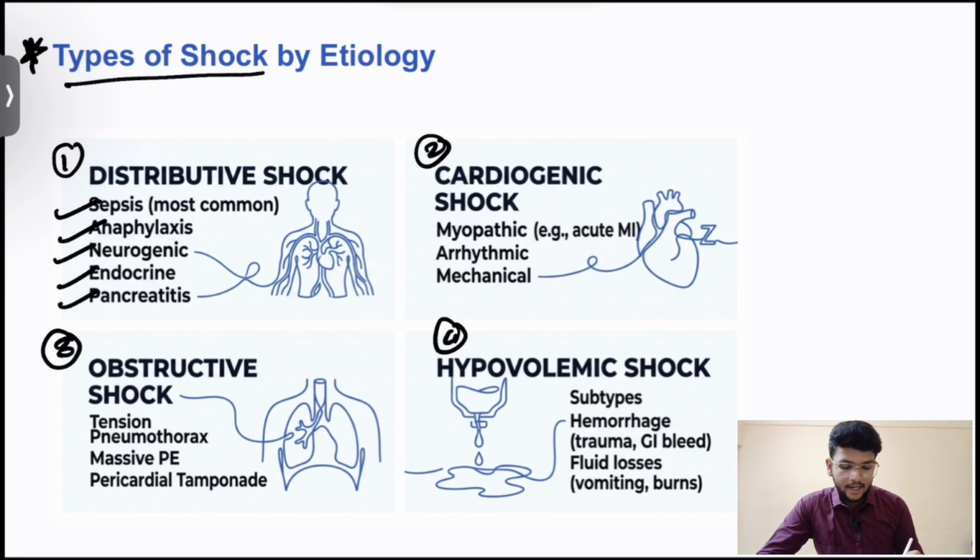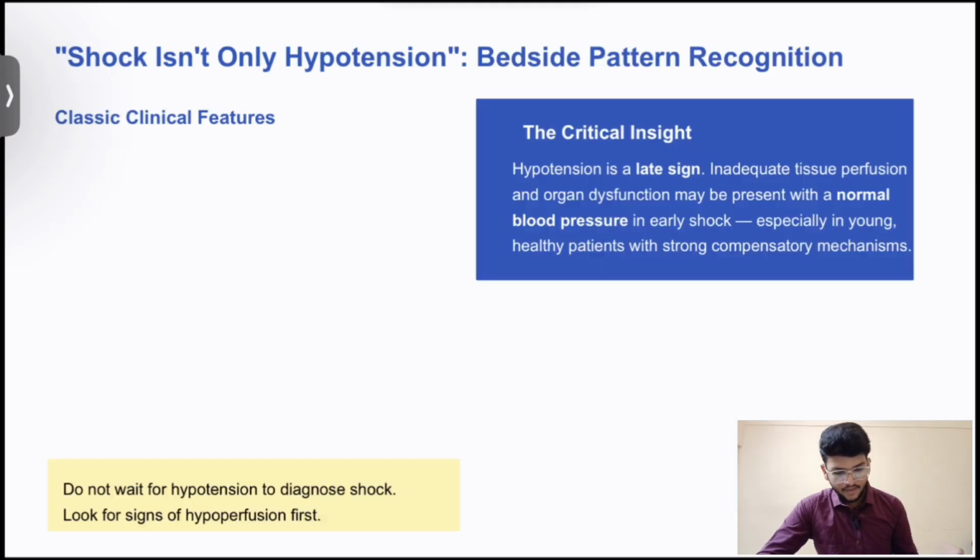In cardiogenic shock, it can be myopathic, arrhythmic, or mechanical. In obstructive shock, it can be due to tension pneumothorax, massive pulmonary embolism, or pericardial tamponade. In hypovolemic shock, it can be due to hemorrhage or fluid loss.